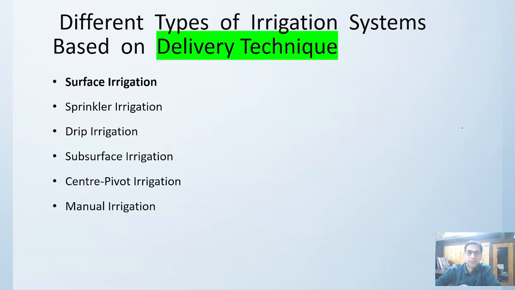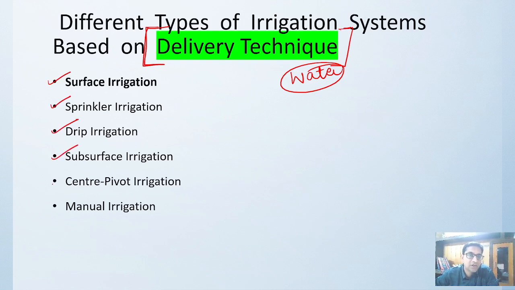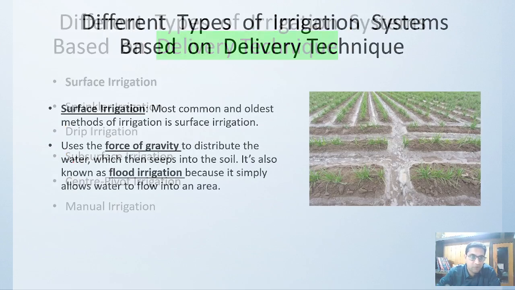Now we are moving to the next topic, which says different types of irrigation systems based on delivery, how we do the delivery of water. Okay, so based on that we have certain irrigation systems. Somewhere you have surface irrigation, somewhere sprinklers, drip irrigation, subsurface irrigation, center pivot irrigation, and manual irrigation. So we will be reading one by one.